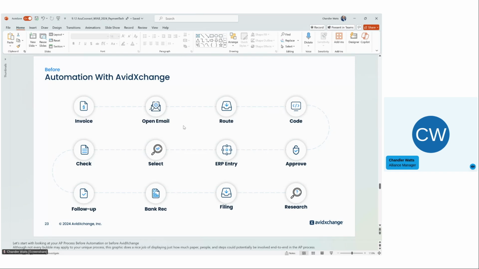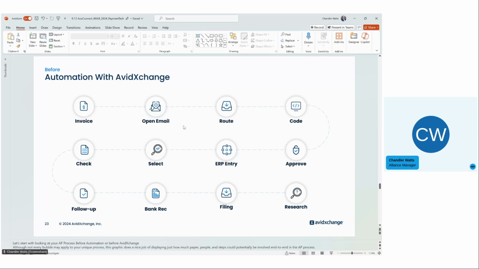Now, this is typically what the AP process looks like before somebody would use a solution like Avid. Someone's going to receive an invoice, open an email, and route that invoice somewhere where it's going to have to be coded. Once it's coded to the proper workflow, somebody's going to have to approve it. Once it's approved, somebody's going to have to enter it into their ERP. Then they're going to have to go inside and select that approved invoice, then print a check. Then somebody's going to have to follow up on that check. Once that check has been deposited or cleared, they're going to have to reconcile with their bank. Then their bank is going to have to file it back to their ERP. And then there's going to have to be some type of research on what might have gone wrong, or what we can do to improve this process.